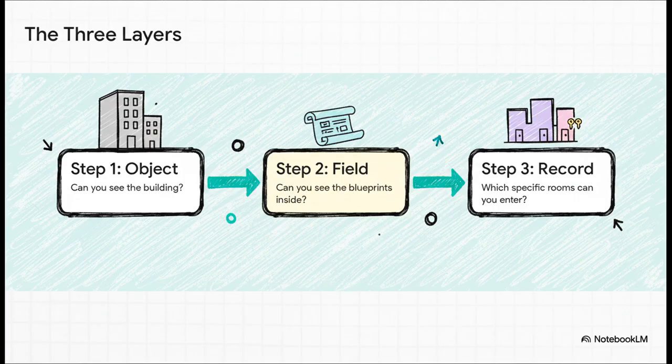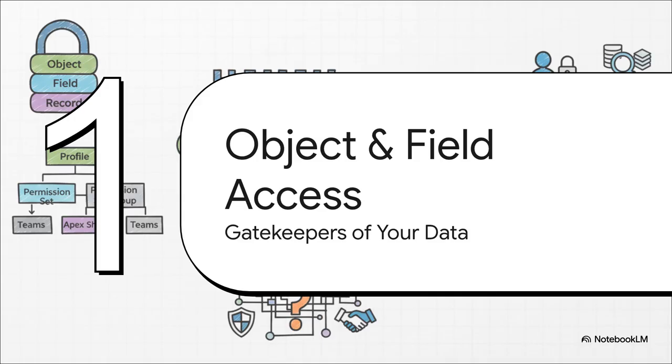I love this analogy. Object access is like, can you even see the building exists? Field access is, okay, you're in, but can you see the blueprints on the wall? And finally, record access determines which specific rooms you're allowed to open and walk into. We're going to break down each one. Let's kick things off with those first 2 layers, object and field access.